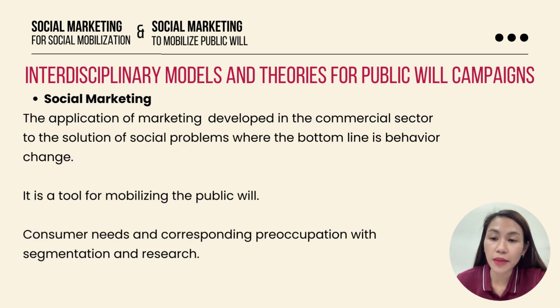Social marketing is the application of marketing developed in the commercial sector to the solution of social problems where the bottom line is behavior change. This is a tool for mobilizing the public will, though it operates quite differently. It is a mindset in its emphasis on consumer needs and corresponding preoccupation with segmentation and research. It is a process in its description of how marketers can control and modify the aspects of the four Ps to induce change.